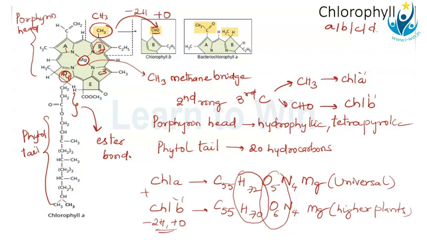Now, chlorophyll C and D are present only in algae. If you remember your plant kingdom, we've discussed that chlorophyll C is present in brown algae along with chlorophyll A, and chlorophyll D is present in red algae along with chlorophyll A. So this is the major pigment, that is chlorophyll.